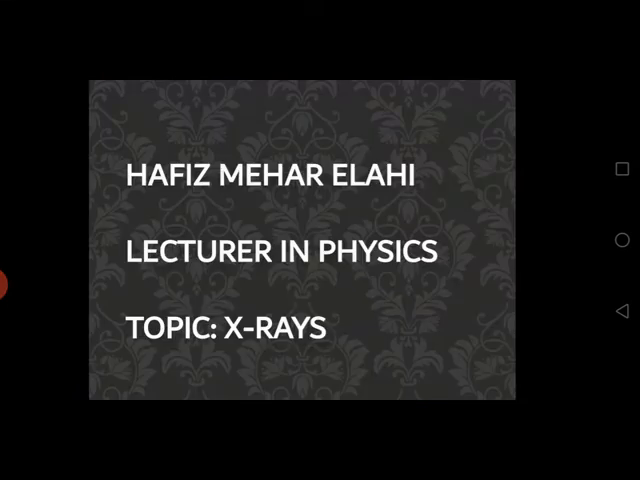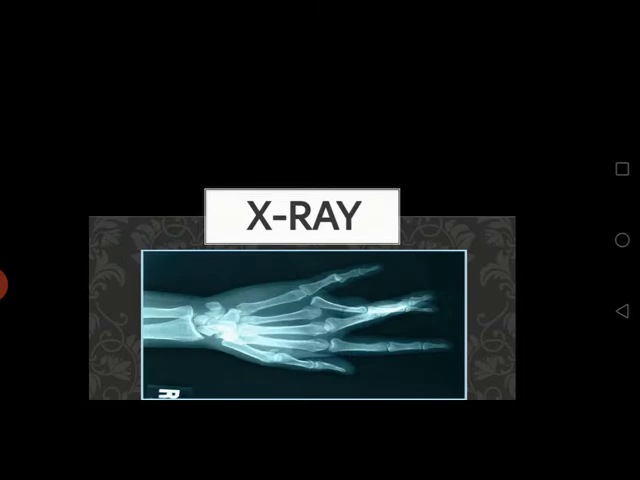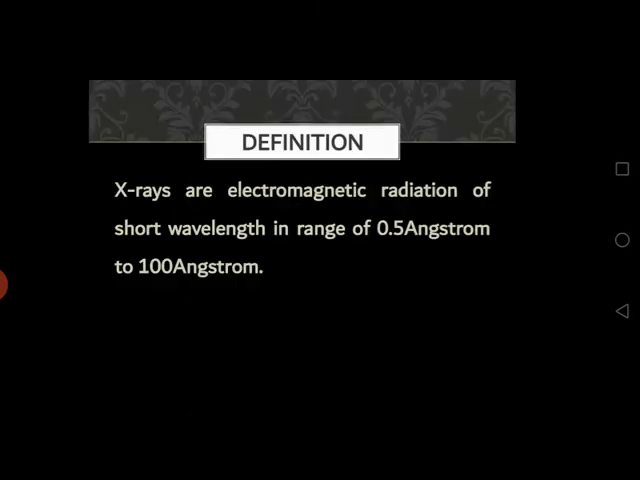This is Hafiz Mehar Elahi, lecturer in physics, and today my topic is X-rays. Before going into the further details, first let's talk about the definition. We can define X-rays as electromagnetic radiations of short wavelength in the range of 0.5 angstrom to 100 angstrom, where 1 angstrom is equal to 10 raised to power minus 10 meters.